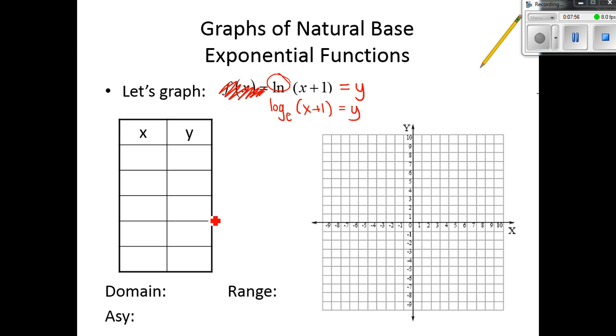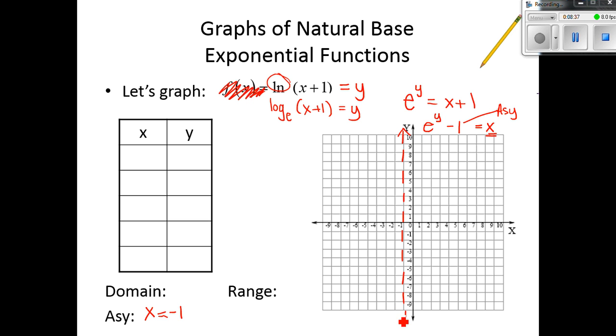And now that I have those two things taken care of, I can rewrite this in exponential form. So e to the y is equal to x plus 1. E to the y, and I'm going to subtract 1, will equal x. Well, guess what? This is a lot like the logs that we graphed last week. Again, this is our asymptote, okay? And remember, because we're solving for x, our asymptote is x equals negative 1. So it's a vertical asymptote this time.